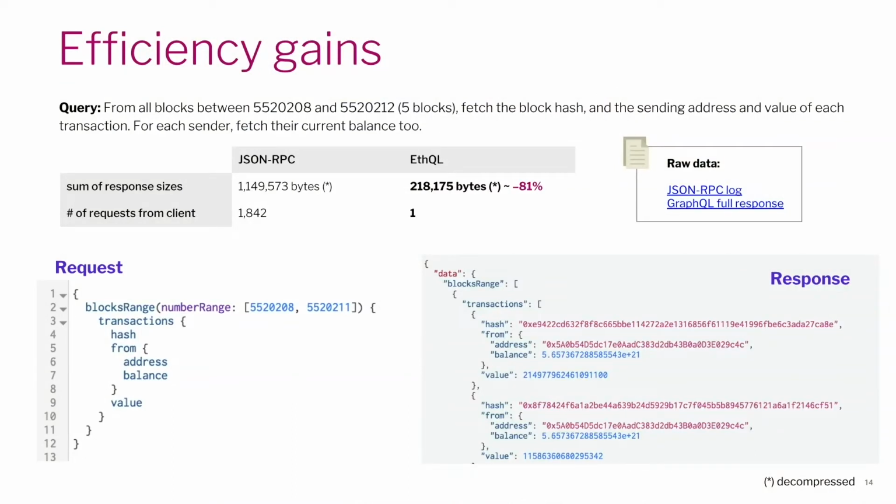So this is kind of an interesting slide with the efficiency gains that we've seen in our testing. In this setup, we queried 5 blocks, and we're fetching various data from the blocks, right? The hash, transactions, the sending address, and the value of the transaction. Over JSON RPC, the sum of the entire data set to get this information was a little bit over a meg, and almost 2,000 requests to the client to compile all of this information. With EthQL, the bytes over the wire was a little over 200K. 81% reduction in the data across the wire, and we did it in 1 call.